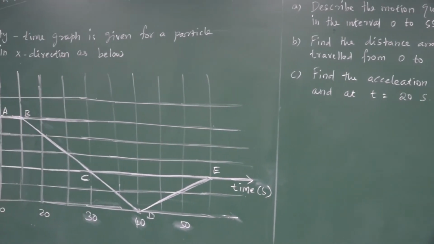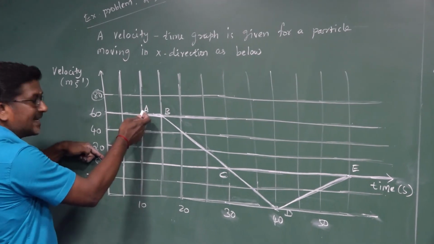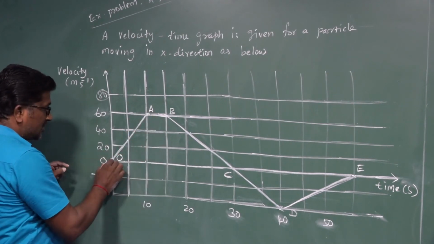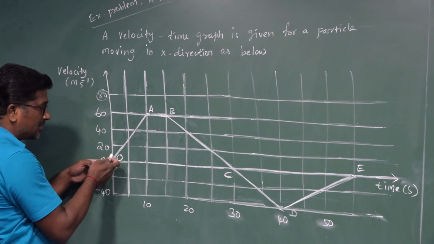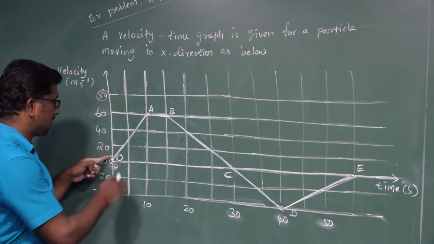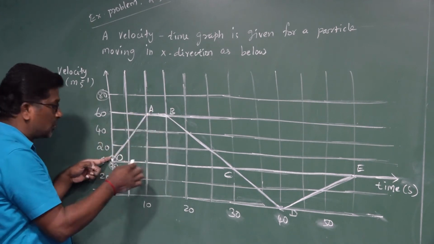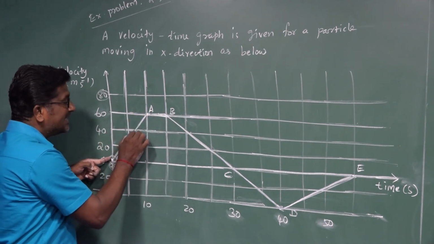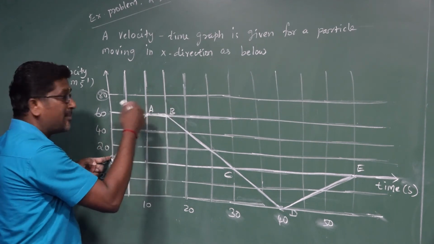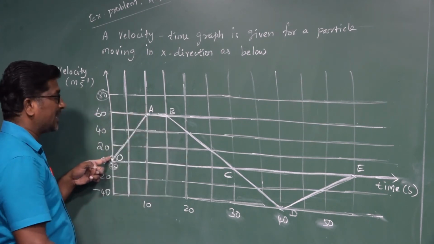So first we take O to A, that is from time 0 seconds to 10 seconds. In this region, at time t equal to 0 second, the particle has 0 velocity. That is, the particle does not move. If the time increases from 0, the velocity of the particle increases linearly and attains a maximum value of 60 meters second power minus 1 at point A.